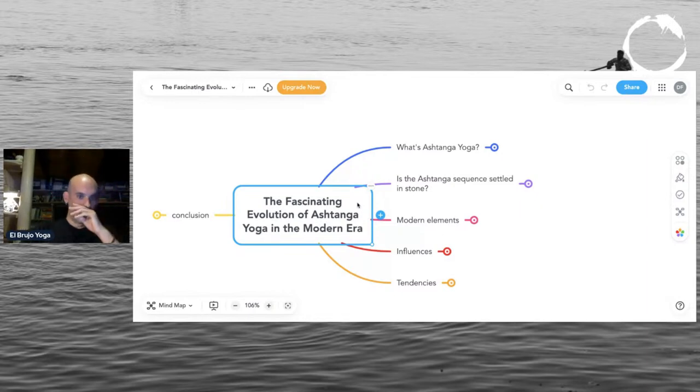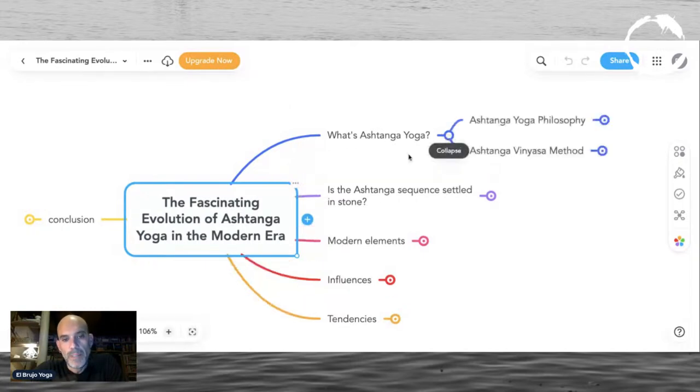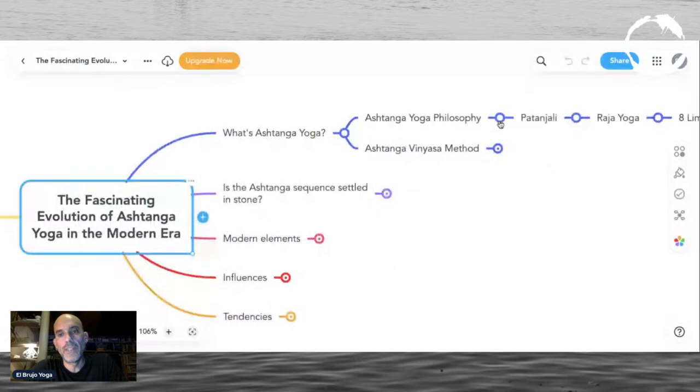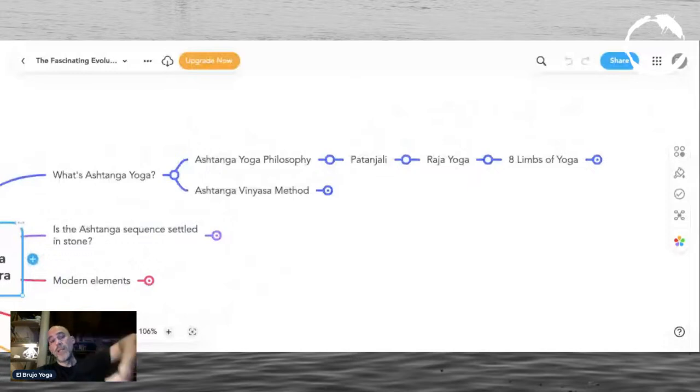Okay, so let's start. The fascinating evolution of Ashtanga Yoga in the modern era. I'll put myself like this. So what's all of this? What's Ashtanga Yoga, you would say? So we have to make a difference between what is Ashtanga Yoga philosophy and what is the Ashtanga Vinyasa method. So in the Ashtanga Yoga philosophy, we've got here Patanjali, who was a yogi a few thousand years ago. He wrote a book. And he's the highest, let's say, authority on yoga.